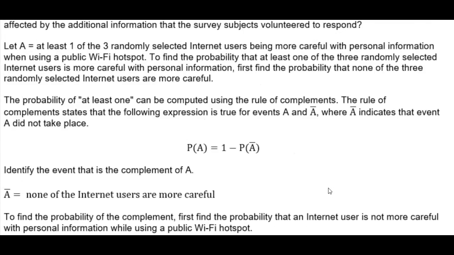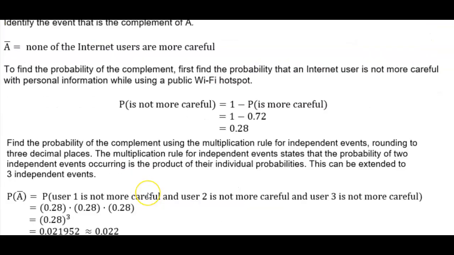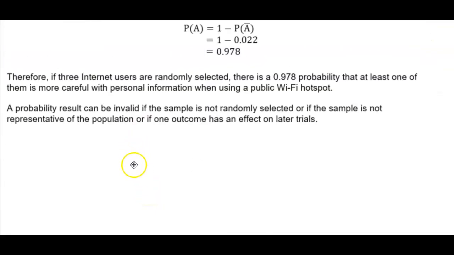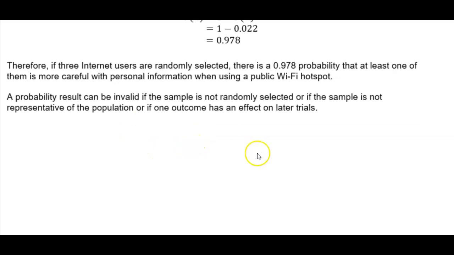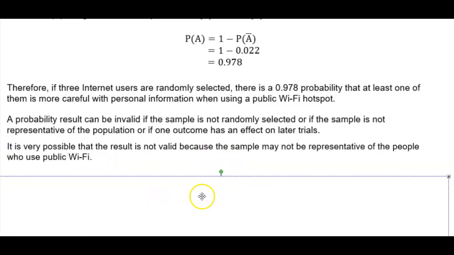Now let's go back to the second part of the question. It says, how is the result affected by the additional information that the survey subjects volunteered to respond? Well, a probability result can be invalid if the sample is not randomly selected, or if the sample is not representative of the population, or if one outcome has an effect on later trials. So we would say the following. It is very possible that the result is not valid because the sample may not be representative of the people who use public Wi-Fi.